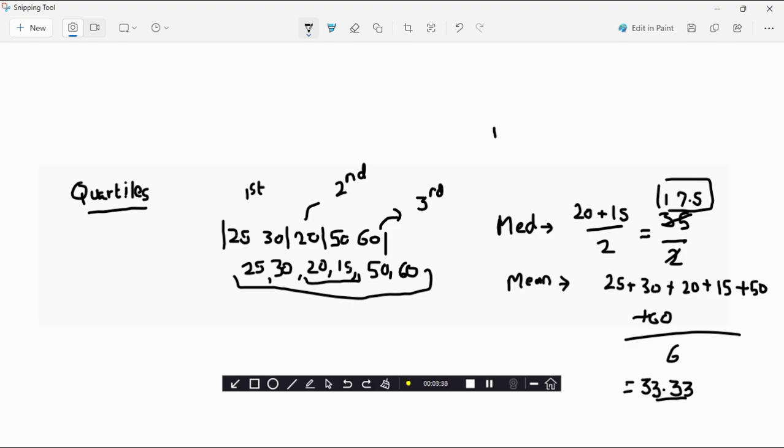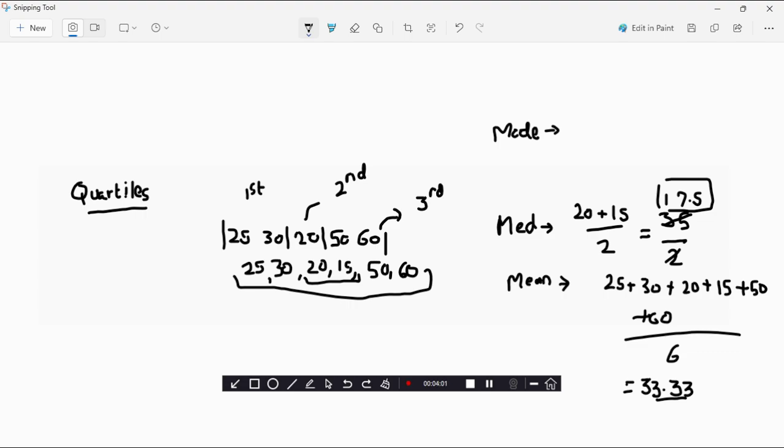Now, in order for you to figure out the mode, the mode is a value that gets repeated the most. So in this case, we don't have any value that gets repeated, as you may notice. 25, 30, 20, 15, 50, and 60. Each and every value is distinct. It does not repeat.